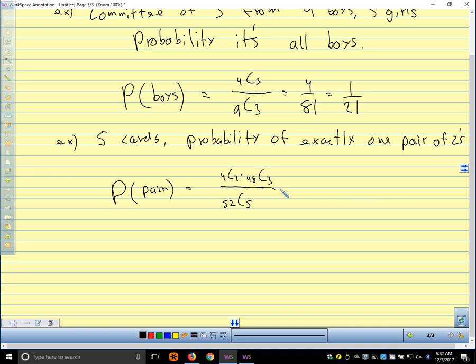And I didn't calculate this out, so I don't have the number here. But that's how we would calculate that probability. So the counting can get kind of complicated very quickly. All right, questions there?